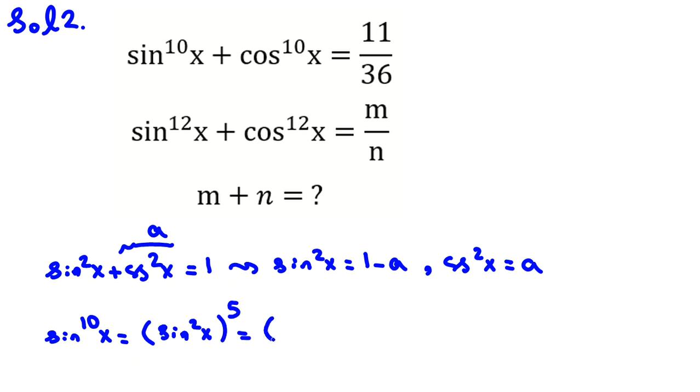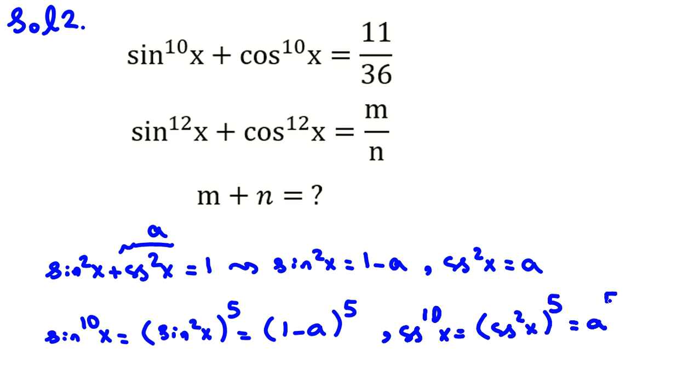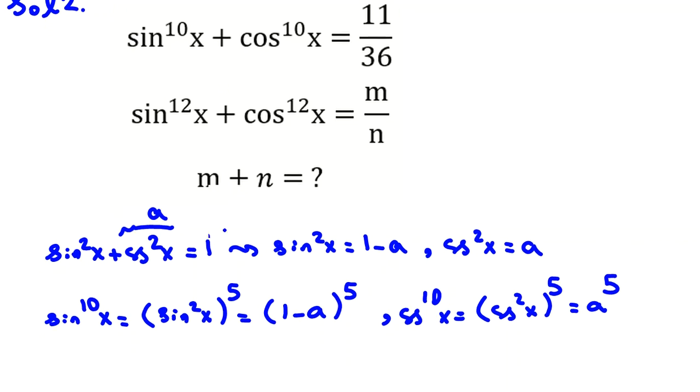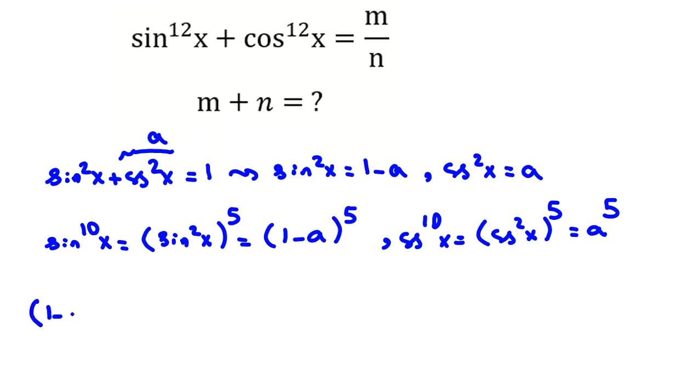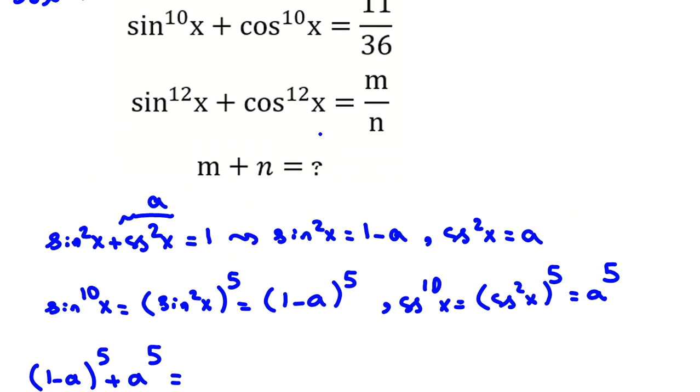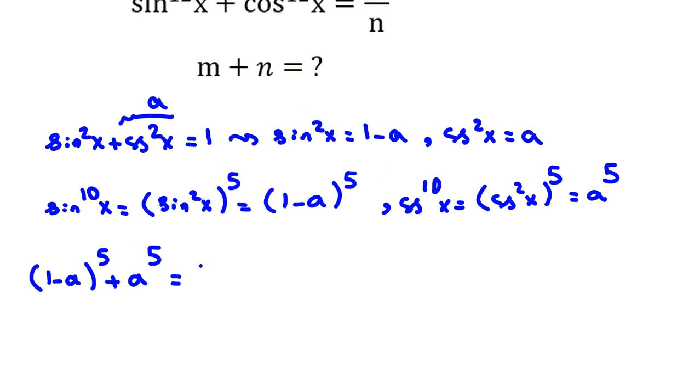So it will be 1 minus a to the power of 5. Cos 10x is cos squared x to the power of 5, and it will be a to the 5. So here we can say 1 minus a to the 5 plus a to the 5, from the assumption of the problem, sine 10x plus cos 10x equals 11 over 36.